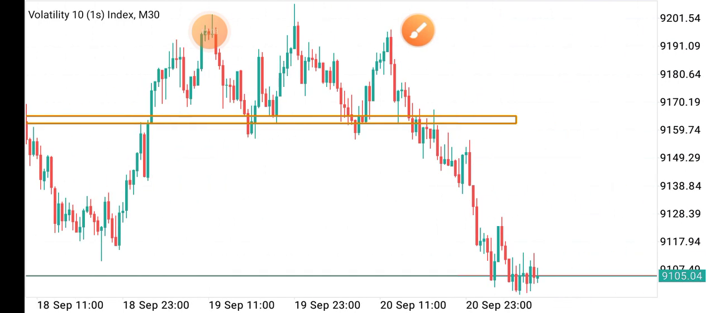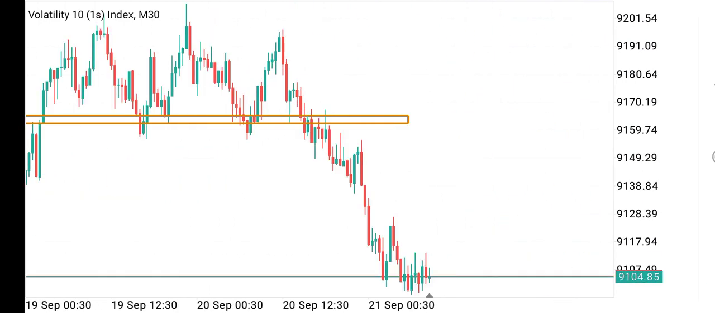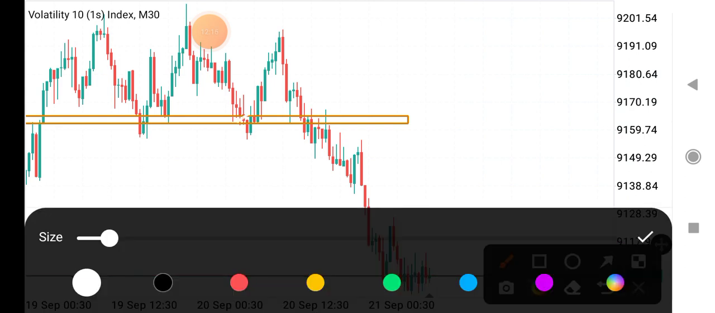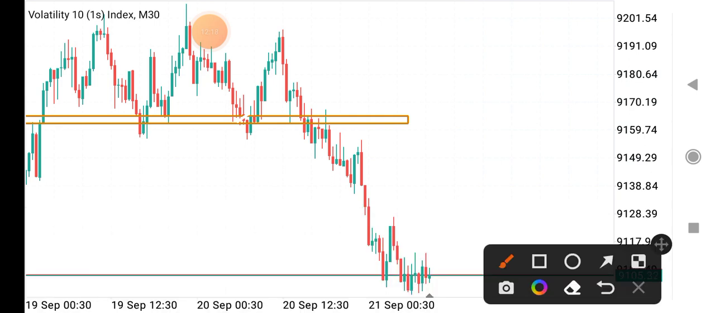Then it came back here again. You can see it retested here again. Then it broke through, retested it again, then it broke through. All right, so now along this support and resistance region, we can identify these candlestick patterns I mentioned.